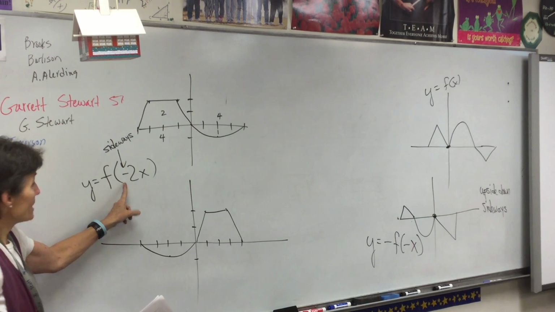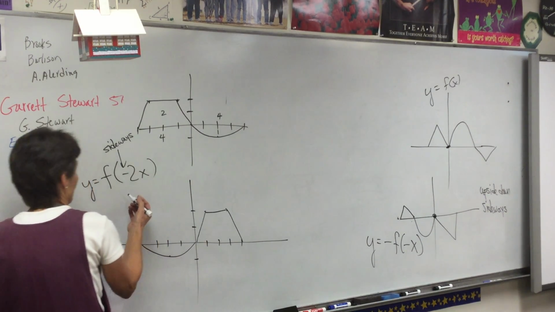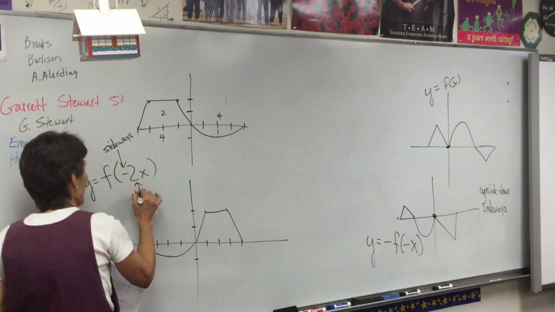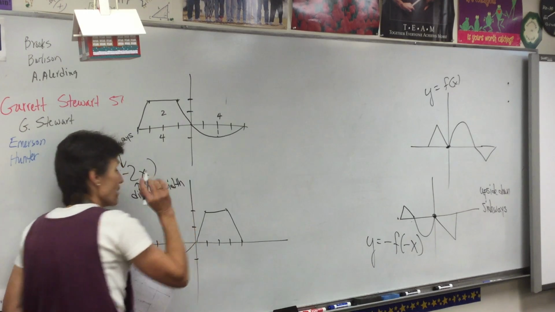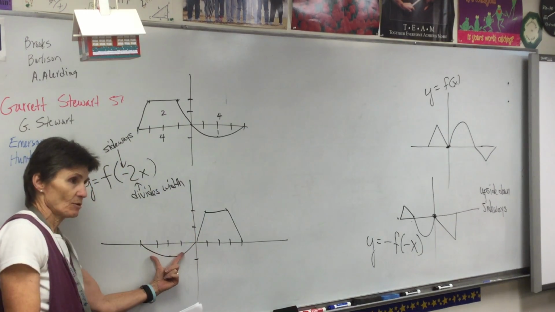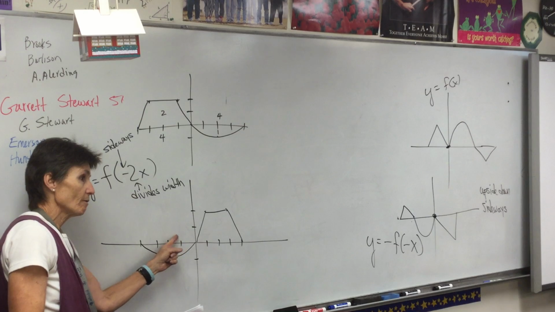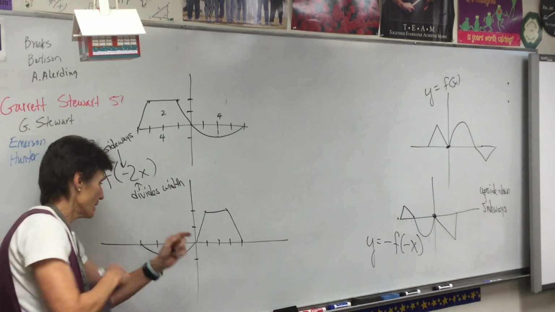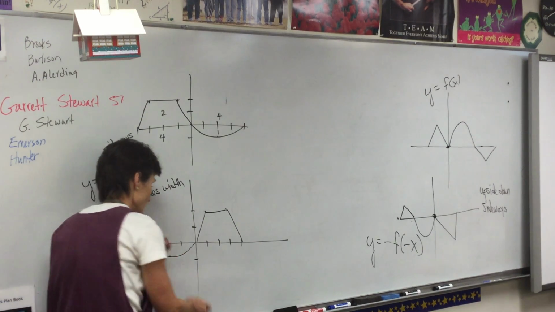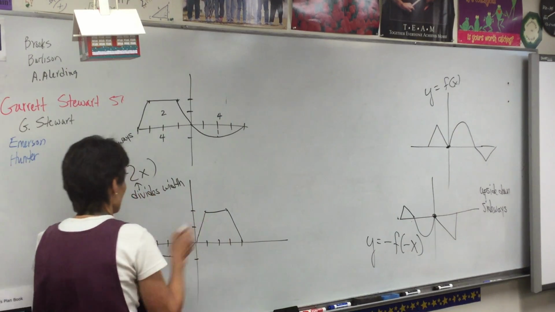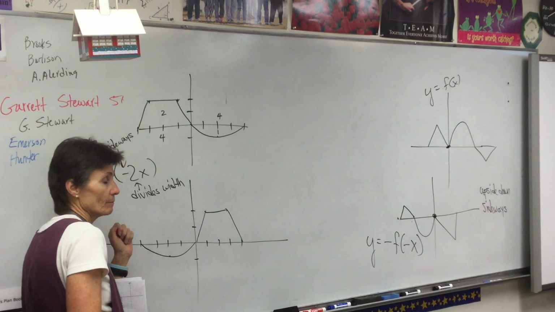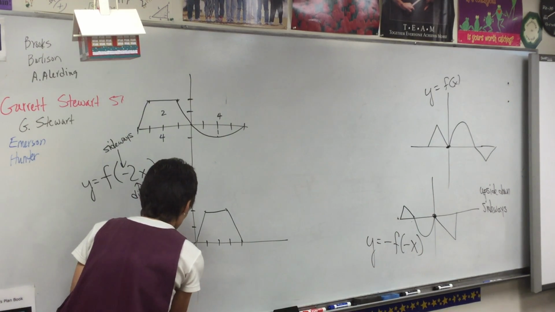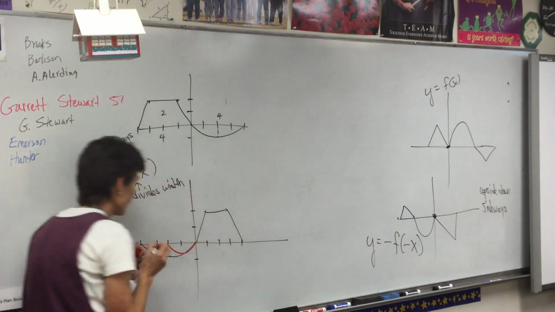Now, what does the 2 do? Divides the width. So that means this semicircle, which was 4 across, I'm dividing by 2. What's 4 divided by 2? 2. So it is now going to be 2 across.